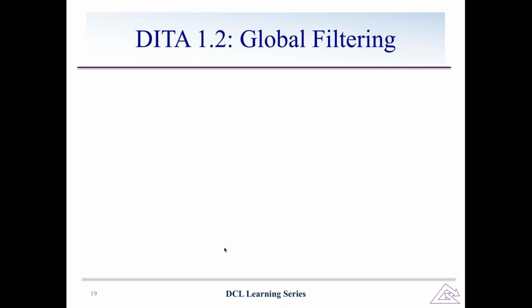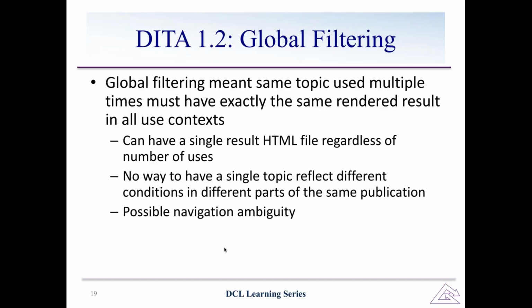All right, so in DITA 1.2, we had global filtering, right? So global filtering means that the same topic used multiple times must have exactly the same filtering result in all the use contexts, right? So if I use the same topic 2 or 3 times in my map, and it could be filtered in different ways, with global filtering, I can only filter it one way. So all the uses of that topic are going to reflect exactly the same filtered result in my output.